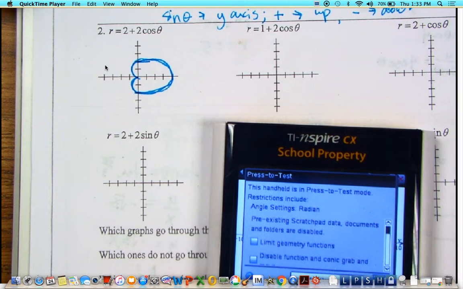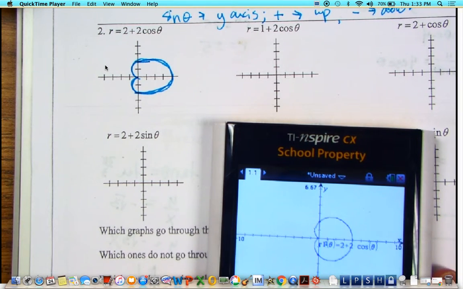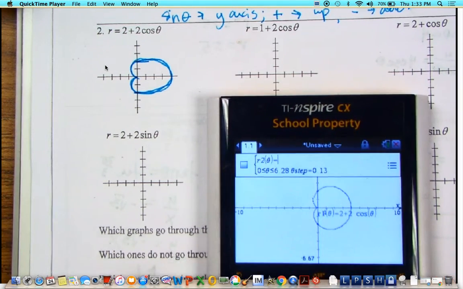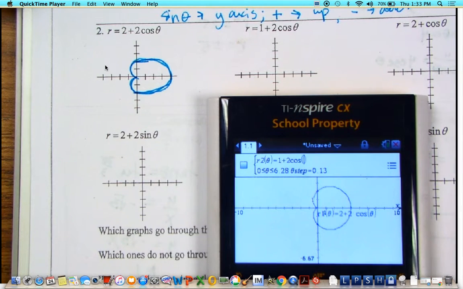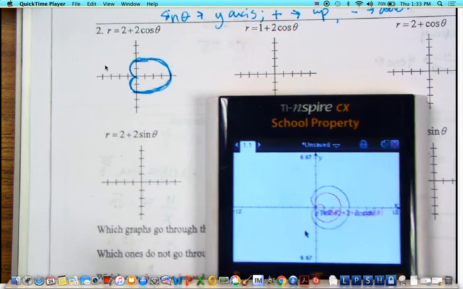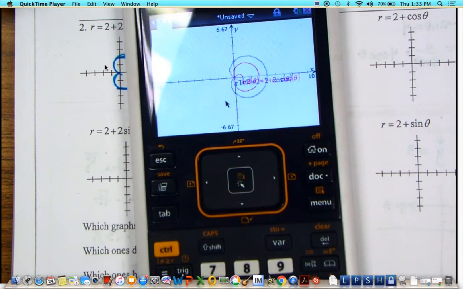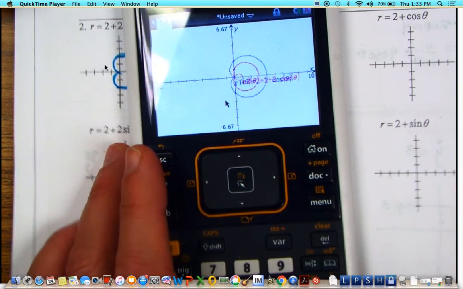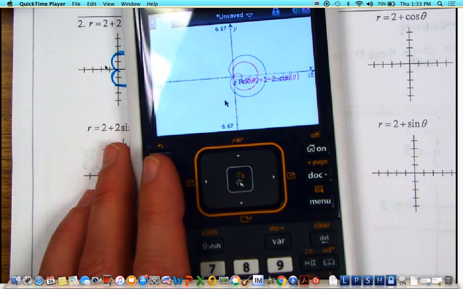Okay, so let's look at the next one. Let's look at 1 plus 2 cosine theta. 1 is less than 2. So what happened now? I have a cardioid with an inner loop. It's called a cardioid with an inner loop.